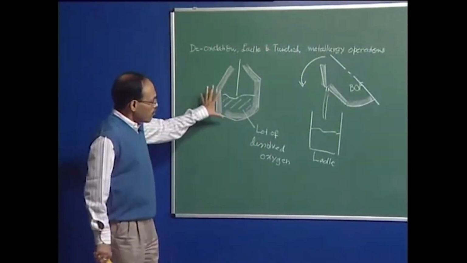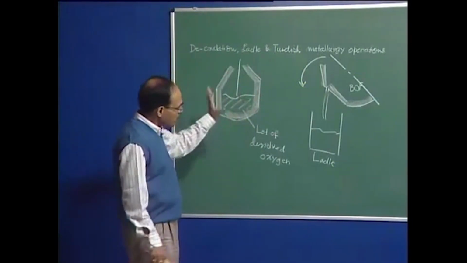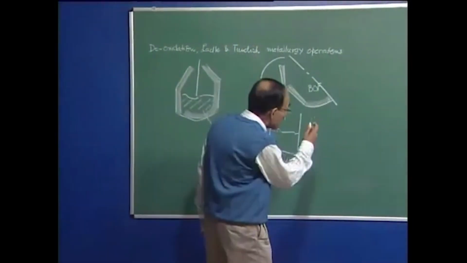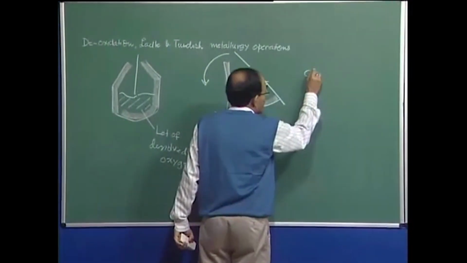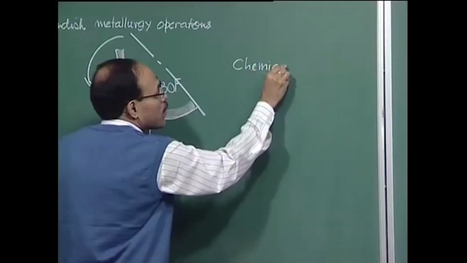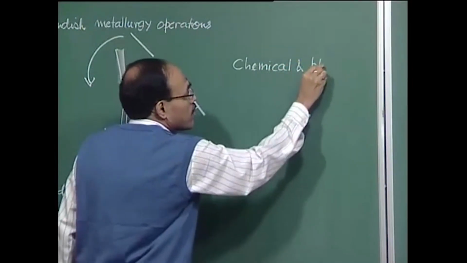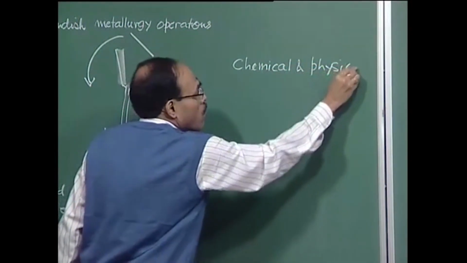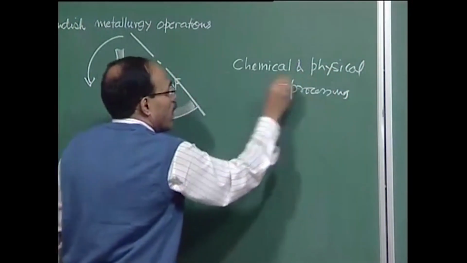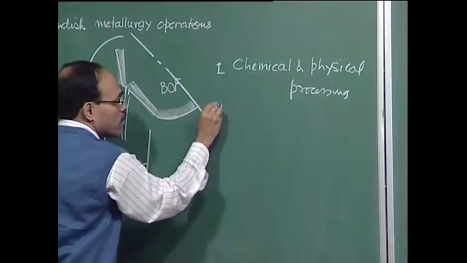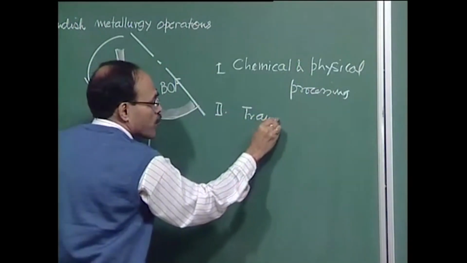Now, at this particular point, I will try to classify steel making under two different processes, and I will say number one, chemical and physical processing, and number two is transfer operations.